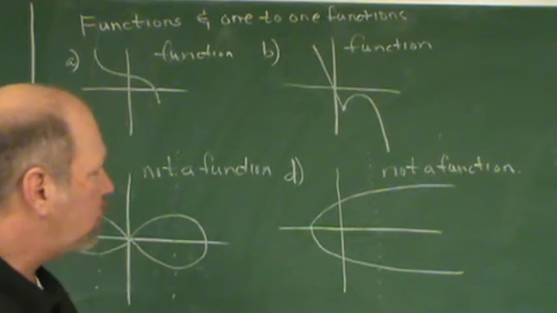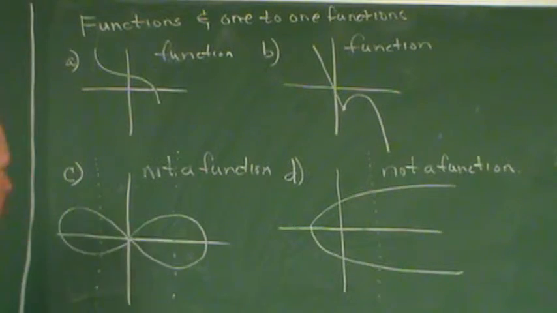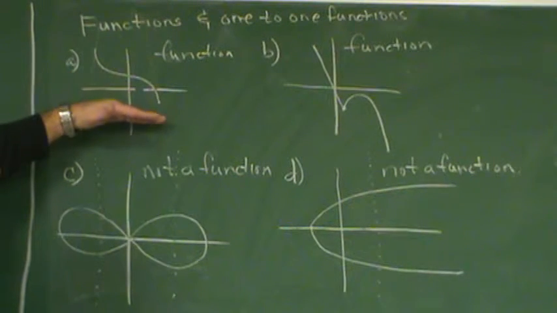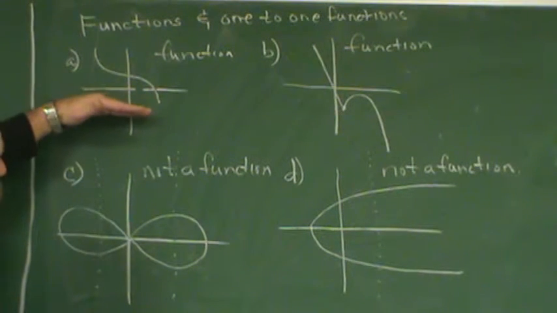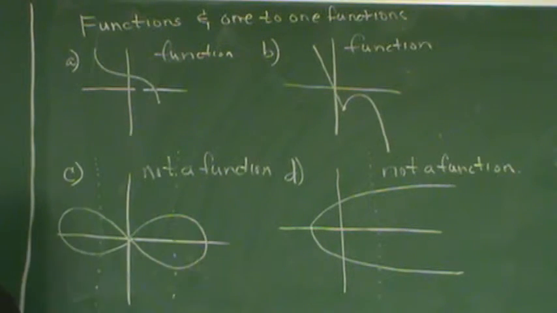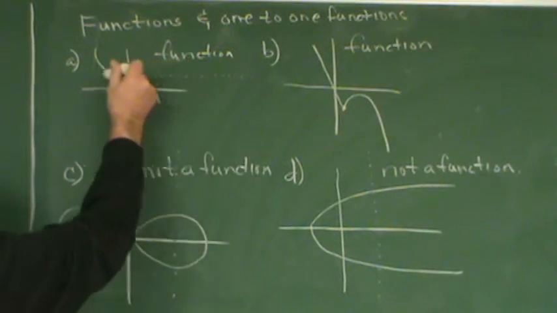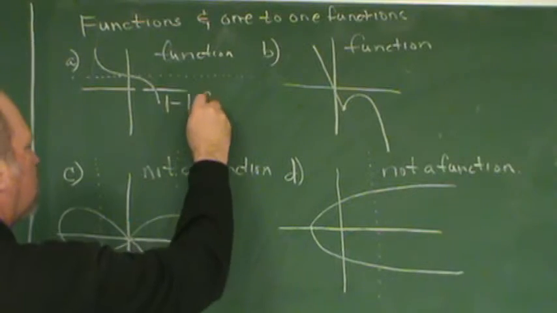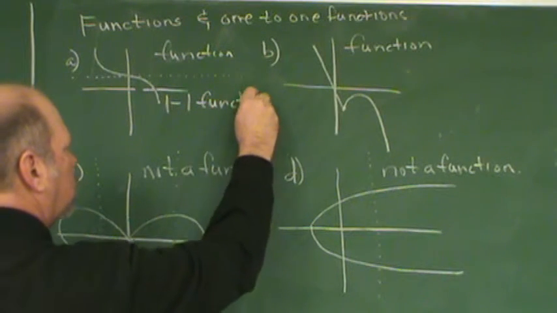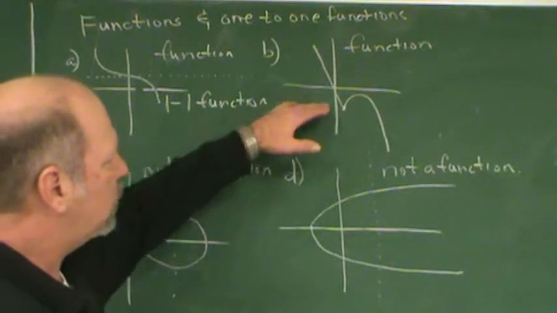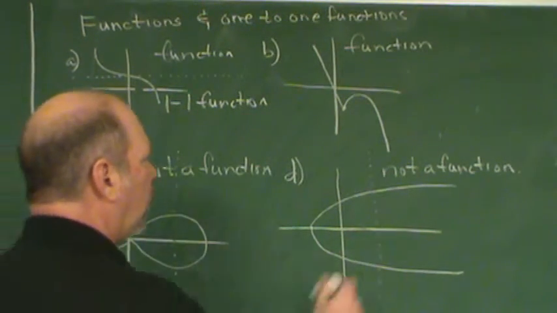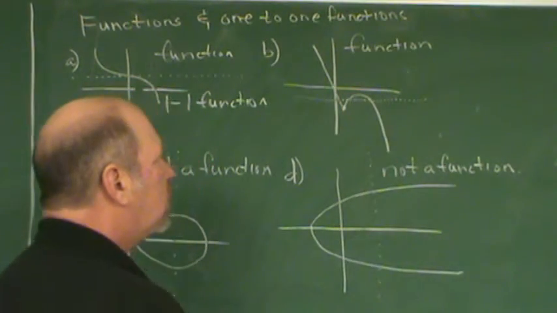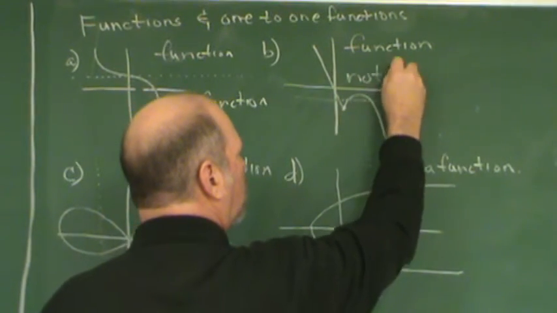The examples I have on the board, some of them are one-to-one, some of them are not. But the horizontal line test says that if you can draw a horizontal line anywhere and only hit the graph one time, it is a one-to-one function. But if you hit it more than once, it's not one-to-one. So a horizontal line anywhere on this graph is only going to hit it once. So this guy is a one-to-one function. However, this one, there's certain places where I could draw a horizontal line here, and I hit that graph 1, 2, 3 times. So this guy's definitely not one-to-one.